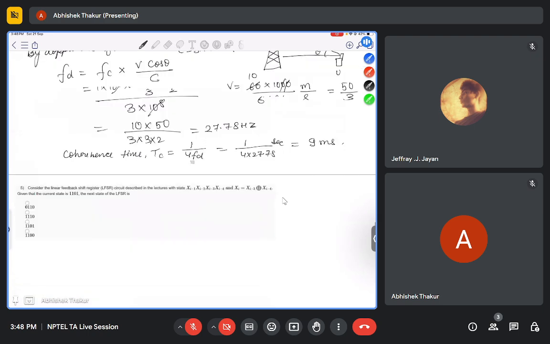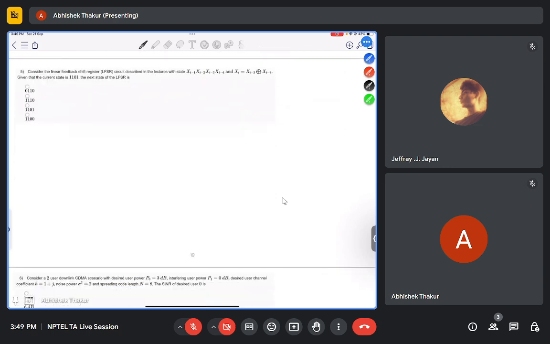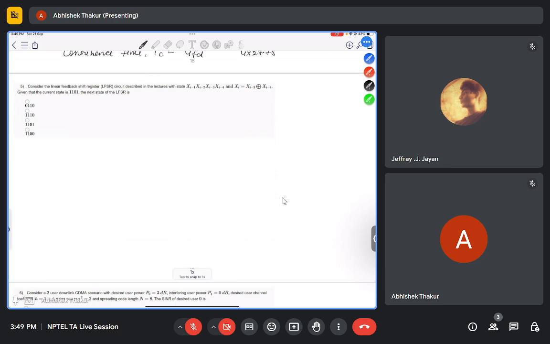Now we will move on to question number 5. Consider the linear feedback shift register LFSR is given, and the state is given xi minus 1, xi minus 2, xi minus 3, and xi minus 4. So the input is xi, like how we have studied. To the linear feedback shift register, the input is xi, and after a delay we will get xi minus 1. Again a delay register is used, xi minus 2. Once again the delay register is used, we get xi minus 3, and the final output is xi minus 4. So this is our output.